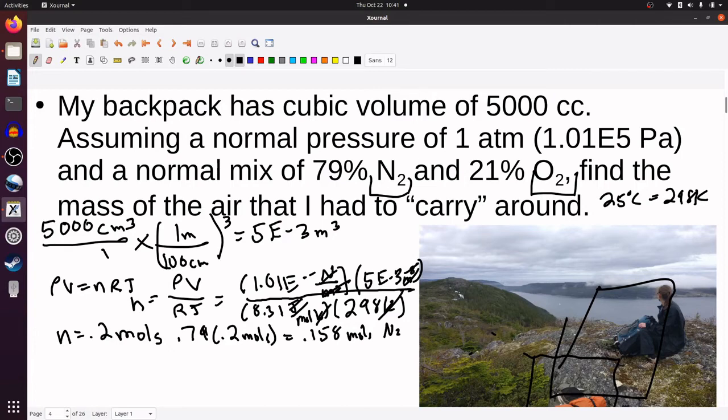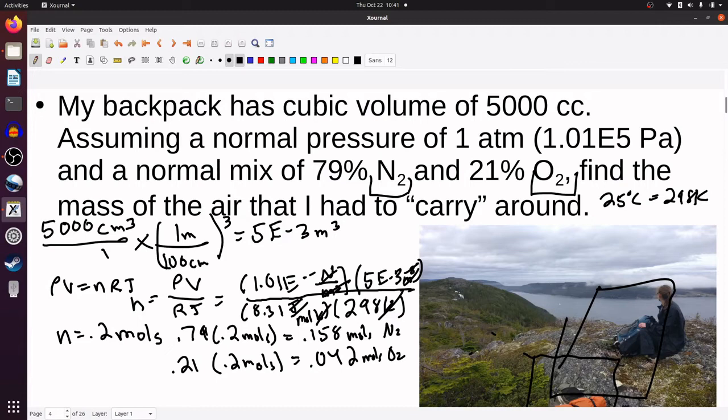And then we're going to do this again. We've got 0.21 times 0.2 moles. And so 0.21 times 0.2 moles is going to give me, oh, there it is, 0.042. And that's of O2. Okay? All right.